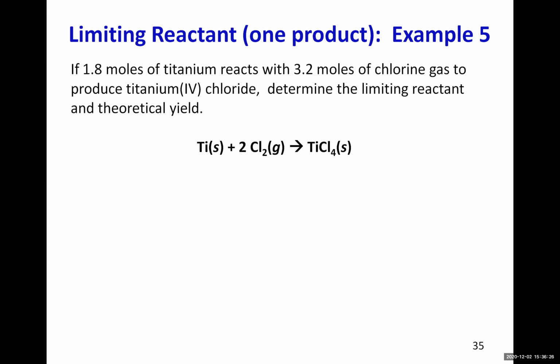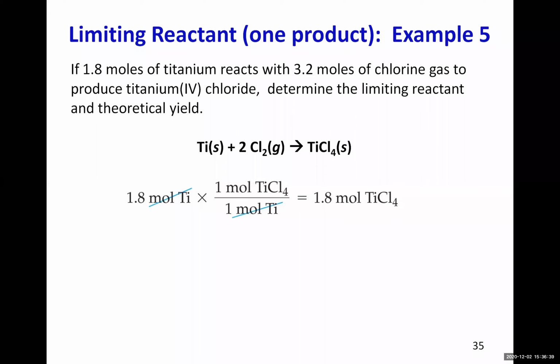So then the calculations look like this. You take 1.8 moles of titanium, multiply by 1 mole of titanium 4 chloride over 1 mole of titanium, because the proportions are 1 to 1 between these two. The moles of titanium cancel, and you obtain the same amount of moles of titanium 4 chloride when you are using 1.8 moles of titanium.